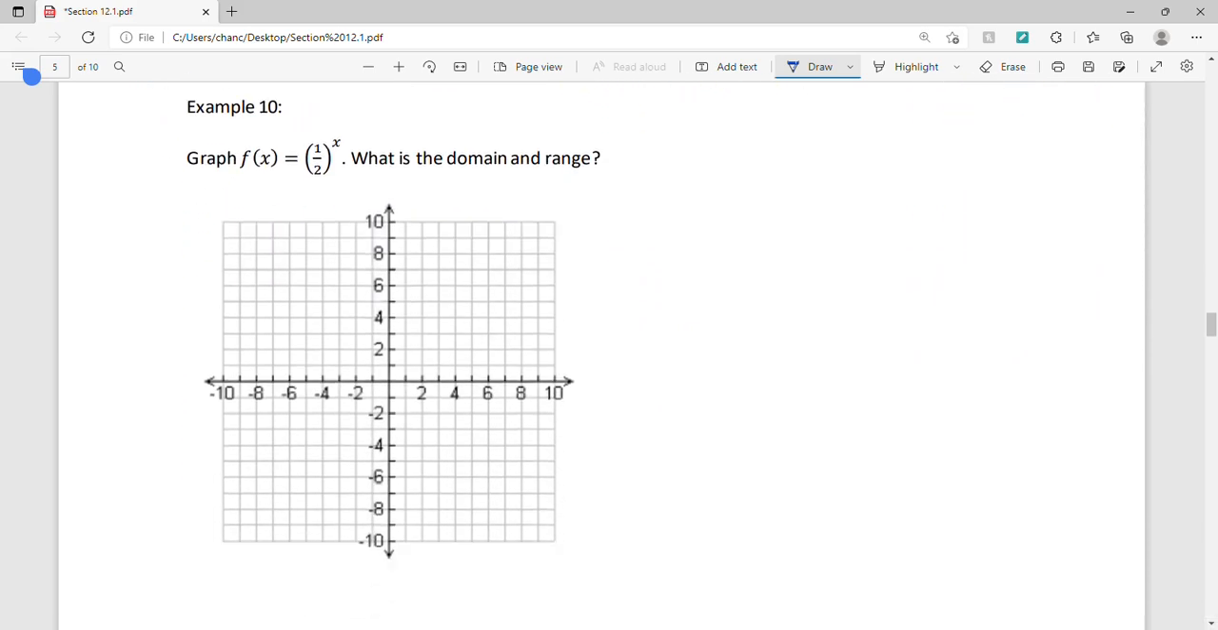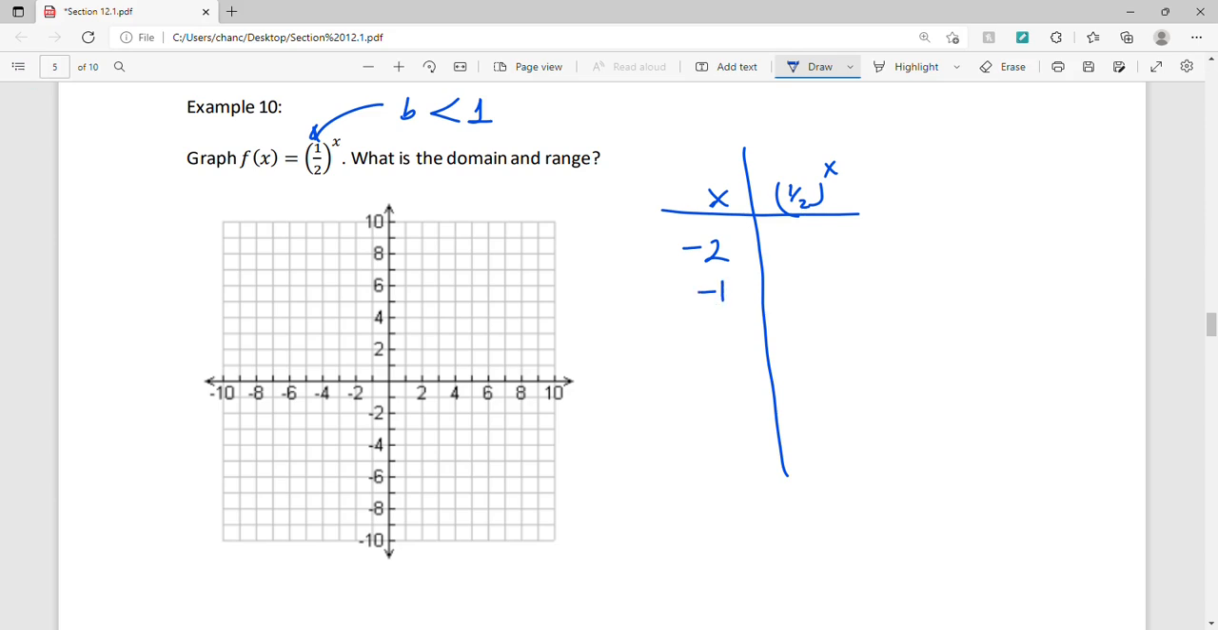In example 10, we have, again, the base is a 1/2. That's less than a 1. So this is a decreasing function. We'll start by making our table again and plugging in the values. I want you to try this on your own, and after you complete it, compare with my answers. So let's do negative 2, negative 1, 0, 1, and 2. So give it a try. Let's fill in the right side for me.